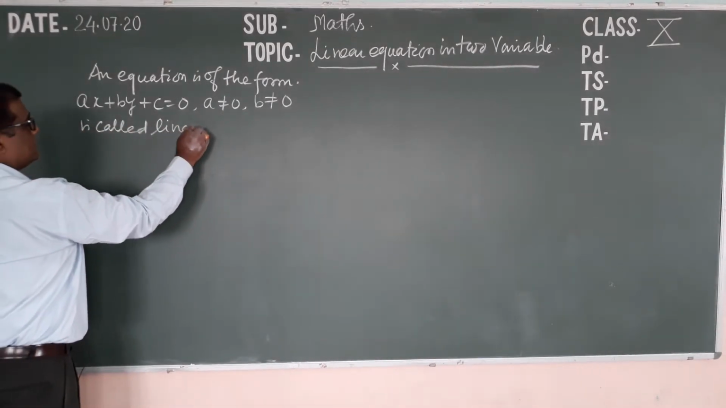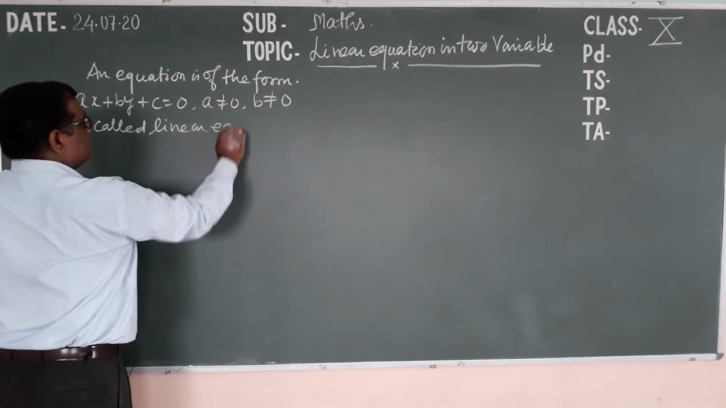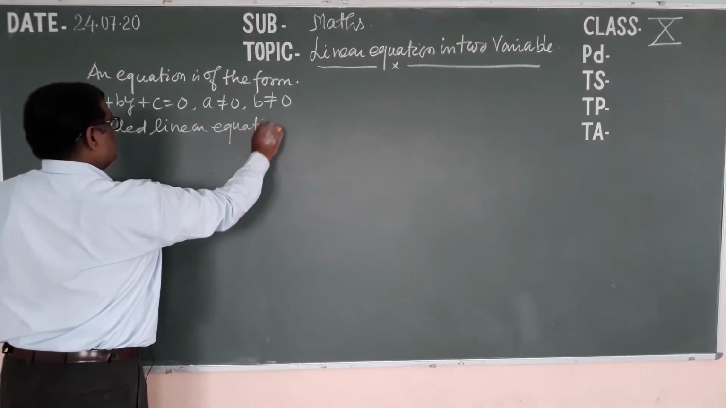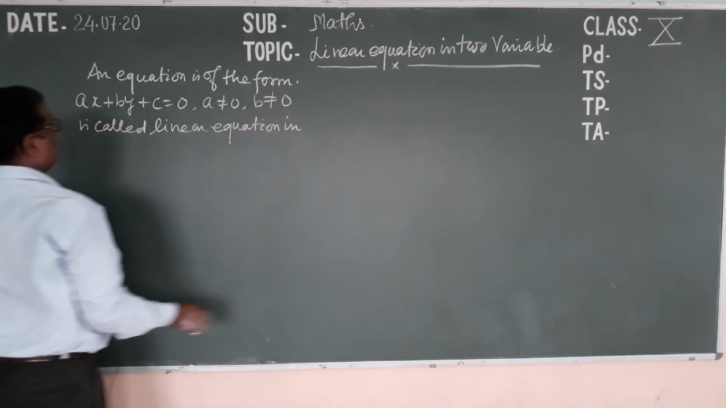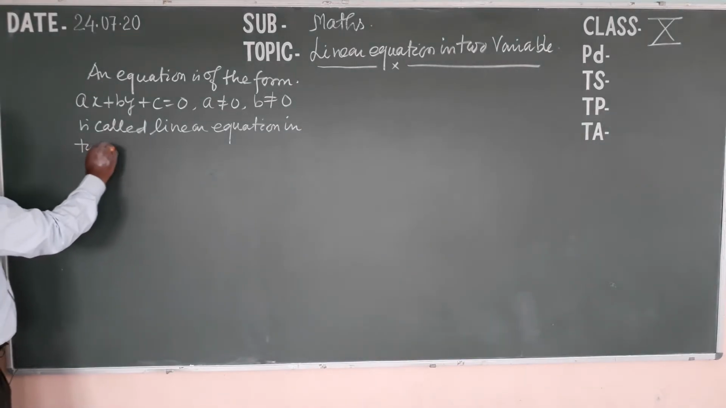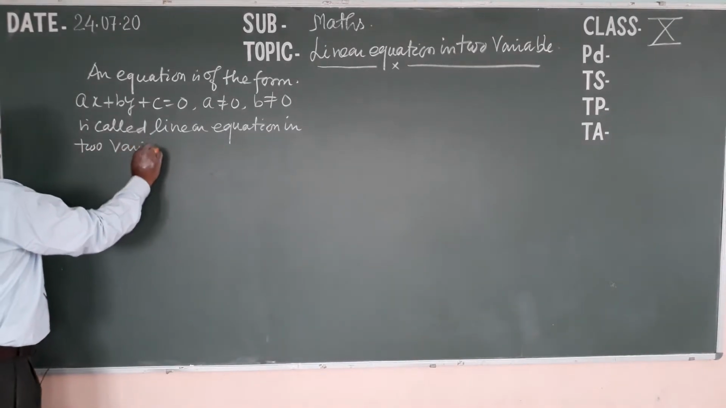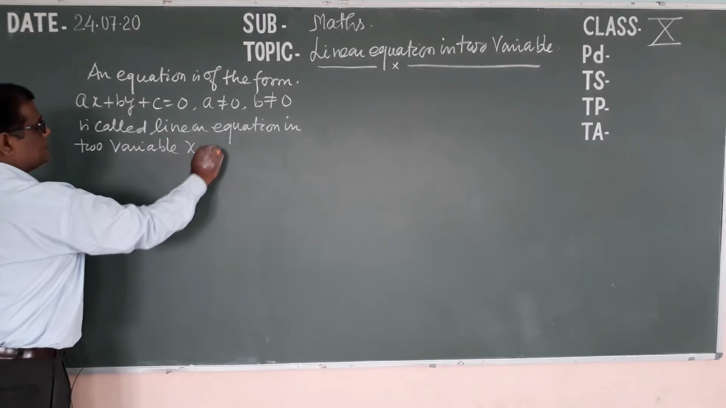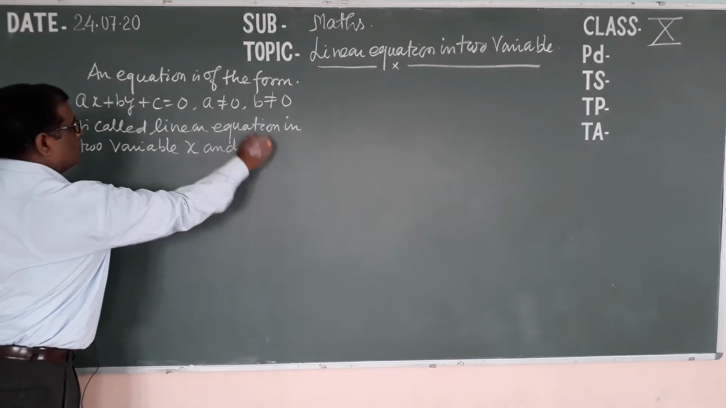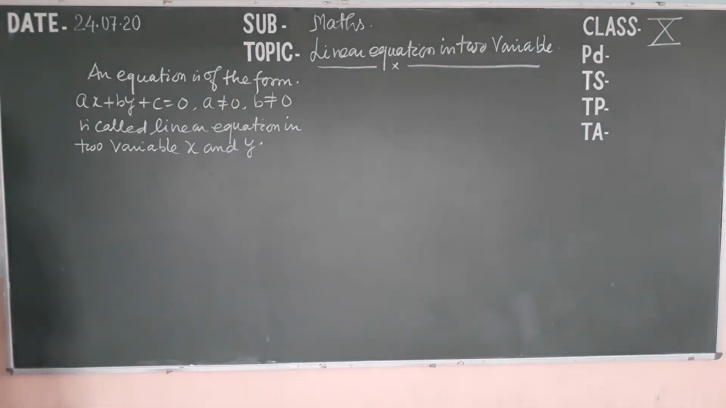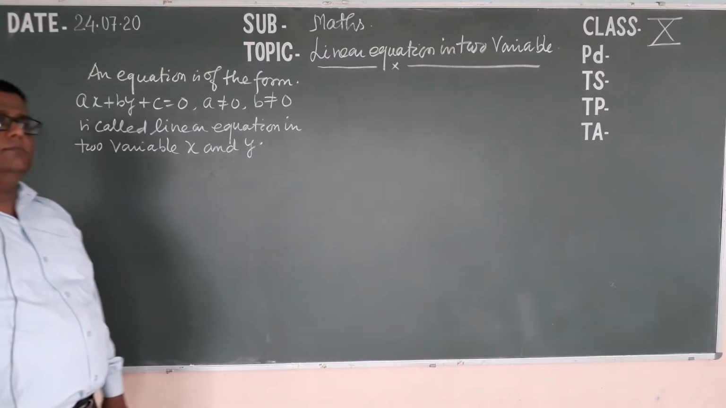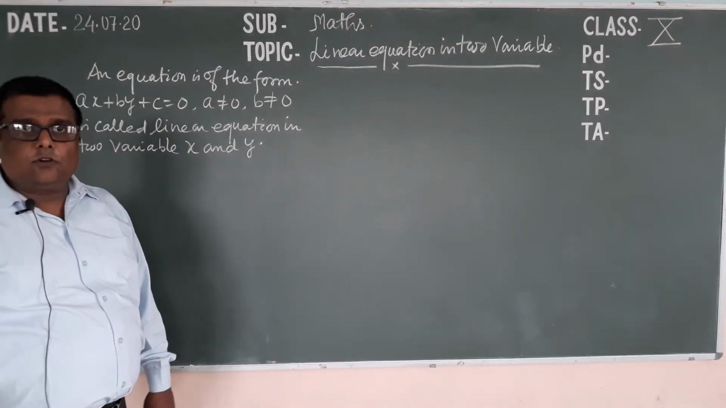Now this form, an equation of this form where a is not equal to 0, is called a linear equation in two variables x and y. Now how to solve some graphical equations?